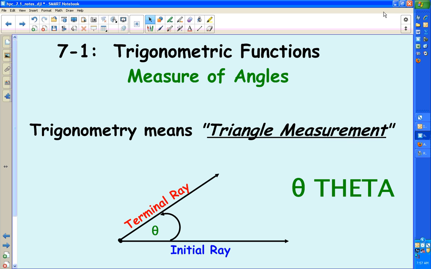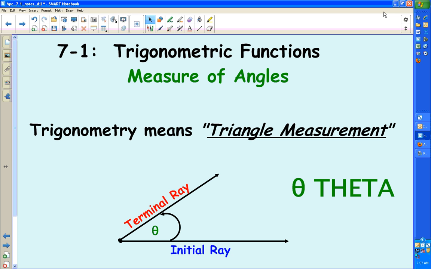All right, so Chapter 7 is where we start our trig. This trig carries through for pretty much the rest of this quarter, till the final exam. The entire second quarter really revolves around trig. Trigonometry, trigonometric functions, measures of angles. Trigonometry means triangle measurement. This is all about angles in this first section.